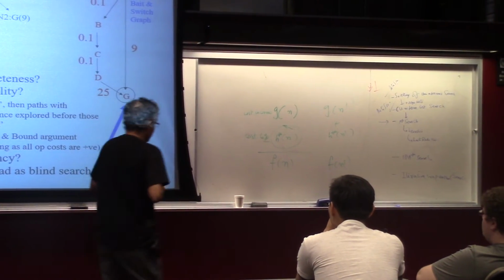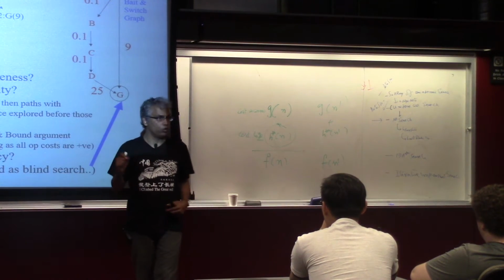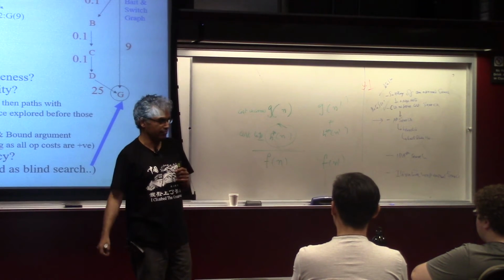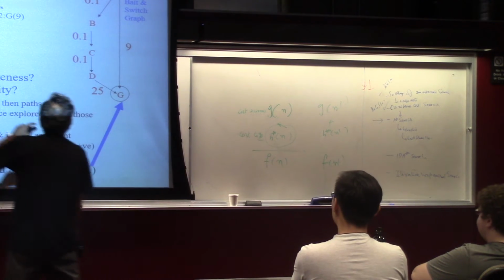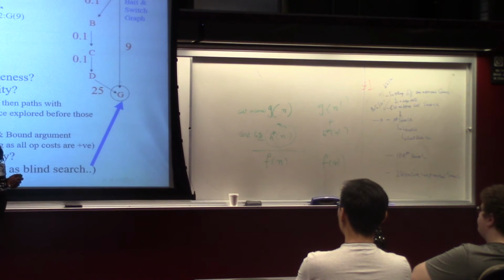In particular, if I have h* is the exact cost to go. What is the optimal cost to go left to the goal state? Okay, let's actually look at this graph and say, what's the optimal cost to go for A? 9. For B?